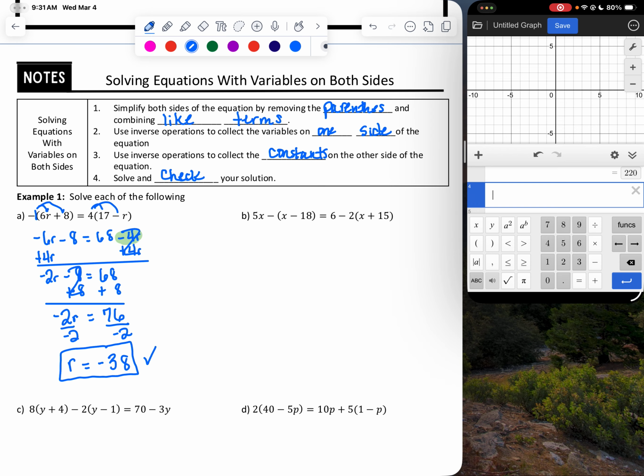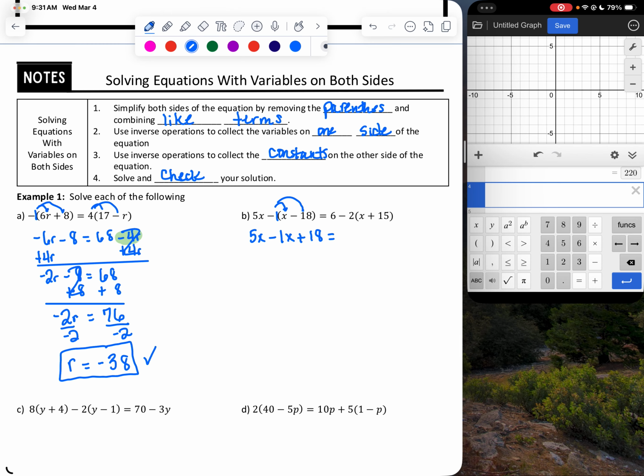We have 5x minus the quantity, x minus 18, is equal to 6 minus 2 times the quantity, x plus 15. So before you start, I would probably put a negative 1 here so that you remember to multiply everything in the parenthesis by negative 1. So we'll drop our 5x straight down. Then I'll multiply everything in the parenthesis by negative 1. So negative 1 times x is negative 1x. Negative 1 times negative 18 is positive 18 equals.